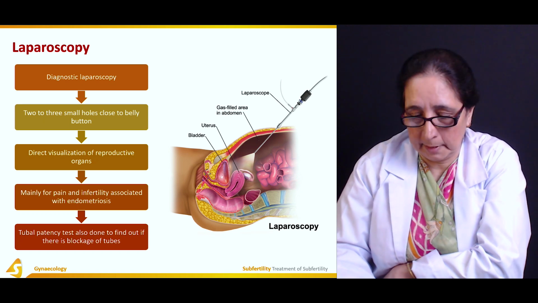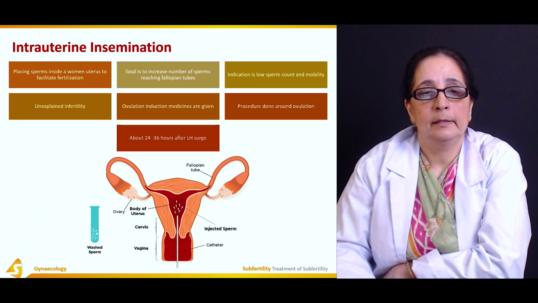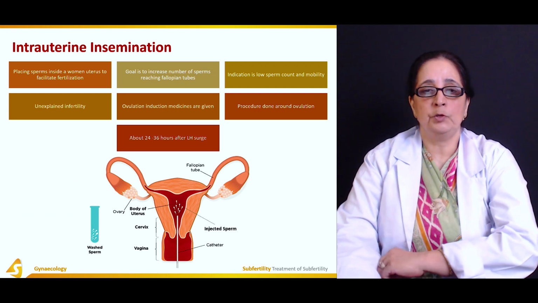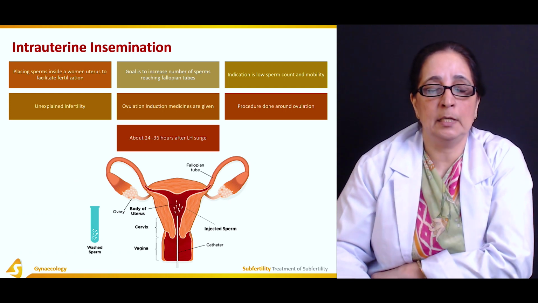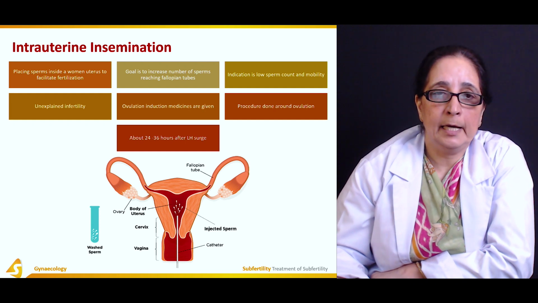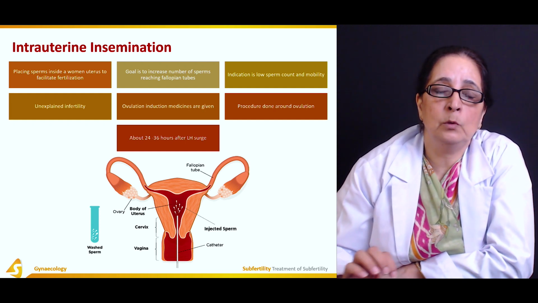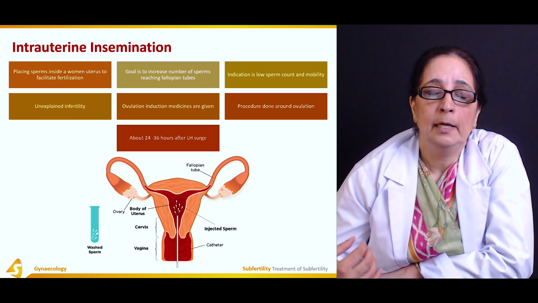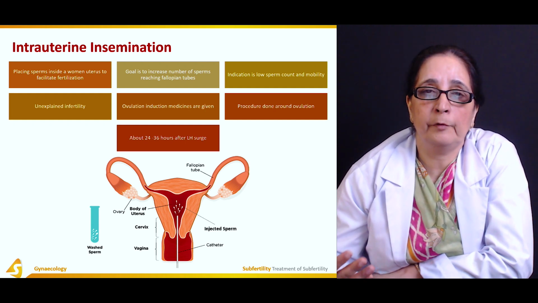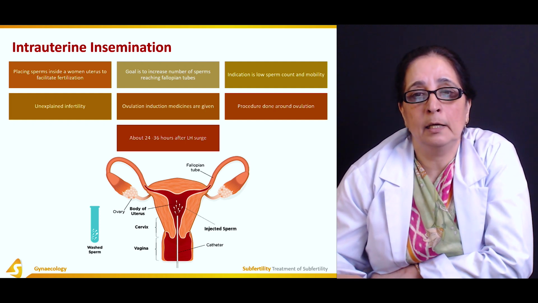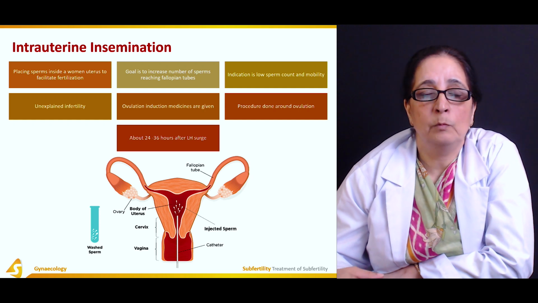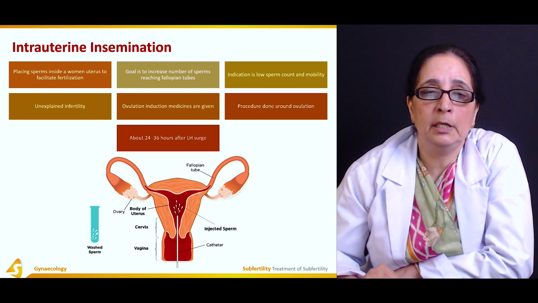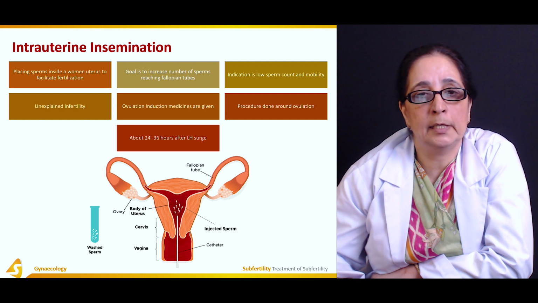Direct visualization can help us to find out if there is any actual cause leading to the infertility. Then IUI, intrauterine insemination, is the procedure for females who have thick mucus that protects the sperm from reaching the ova. This is very commonly done in that case. So more sperms can reach the ova to fertilize.